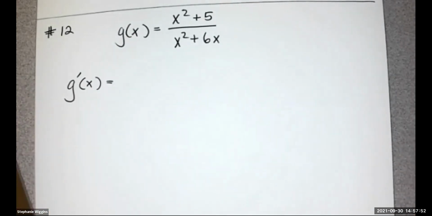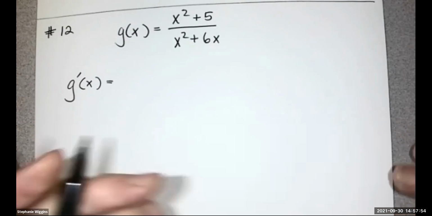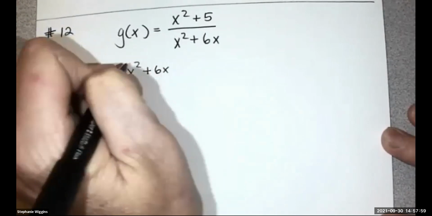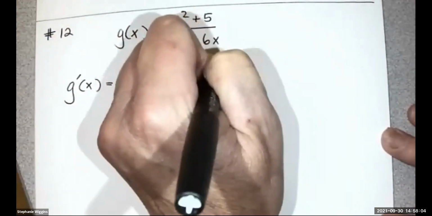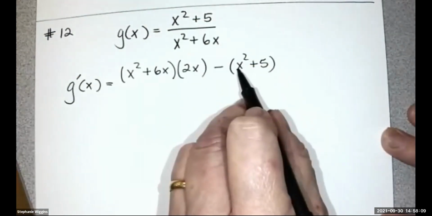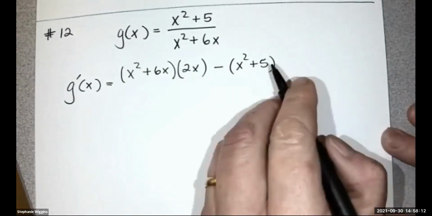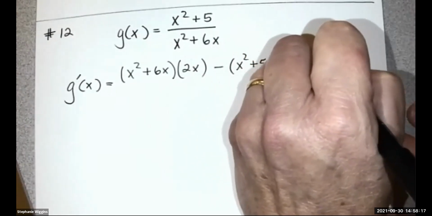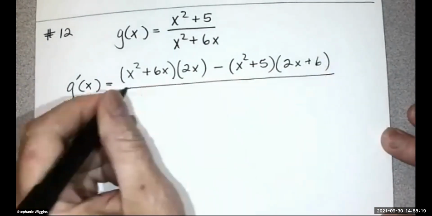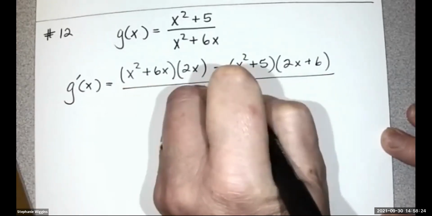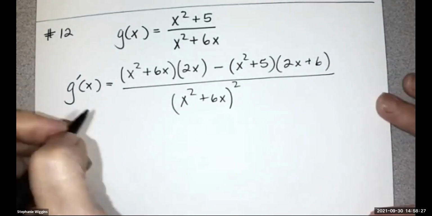So taking the derivative now of this quotient, and using the quotient rule, we take the bottom function. Remember, you always start with the bottom function when you're doing the quotient rule, multiplied by the derivative of the top, that's going to be 2x, minus the top function. And make sure you use these parentheses because we got to distribute that negative, times the derivative of the bottom. Okay, all divided by the bottom function squared.